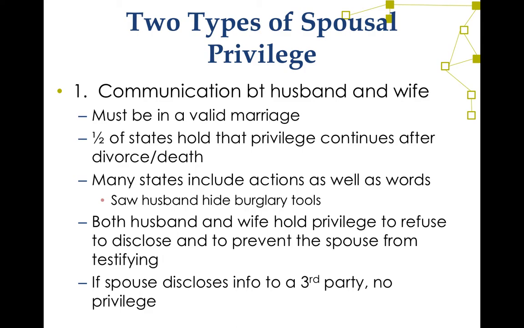Both husband and wife hold the privilege to refuse to disclose, right? So you can say, I'm not going to disclose. You can also prevent your spouse from testifying. However, if your spouse discloses the same information to a third party, it's no longer considered privileged information, because remember, it's no longer considered confidential at that point.